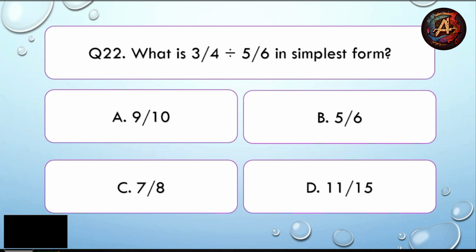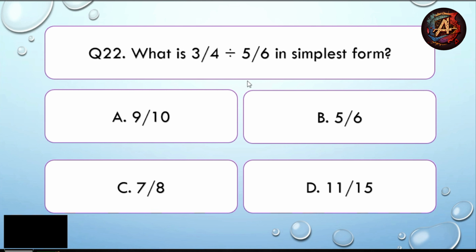Okay, math learners, in solving this given operation, the division of fractions, what you will do is copy the first given fraction, change the division into multiplication, and then get the reciprocal of the second fraction. So the 5/6 will become 6/5. Now by doing so, you will have 3/4 times 6/5.